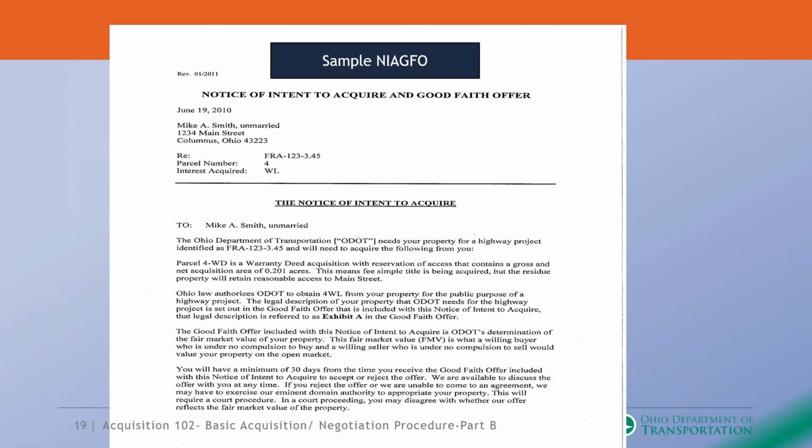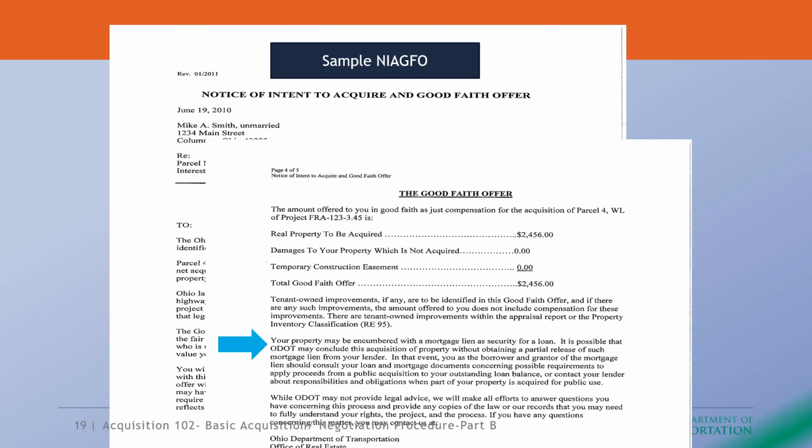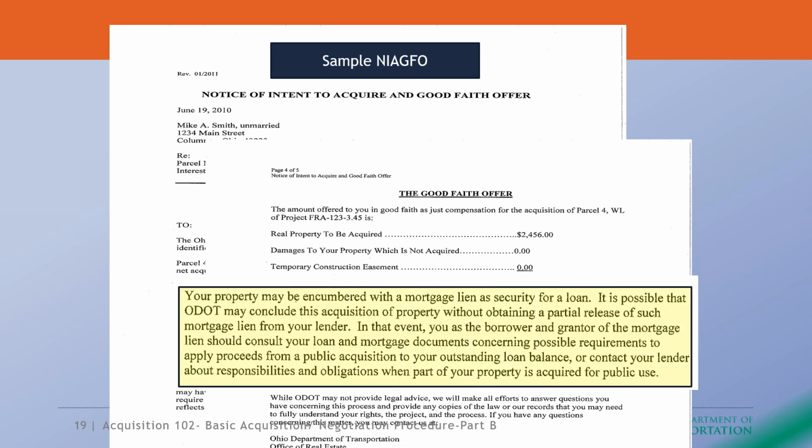Here is our NIAGFO, the first page of the NIAGFO. And here is the good faith offer portion, which is the second part. The area that's highlighted in blue and that we've now highlighted in yellow is the area that talks about what the property owner will need to do in the event that ODOT is not going to seek a partial mortgage release. Basically, it's just letting the property owner know that it's going to be their responsibility to contact the mortgage company with regards to letting them know that ODOT is going to be acquiring the property or part of the property for public use. And that's basically what that is saying.